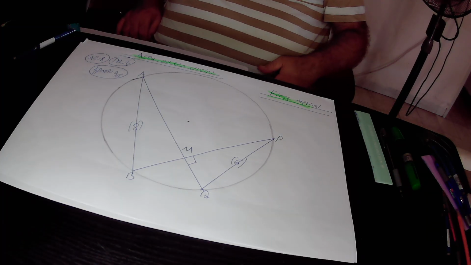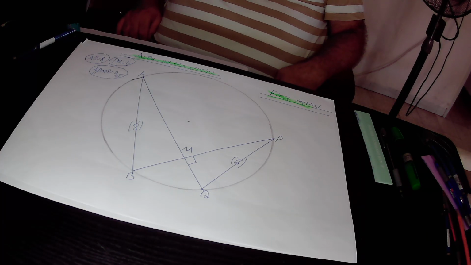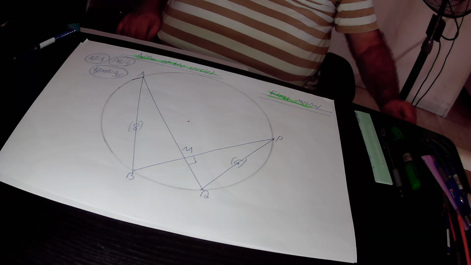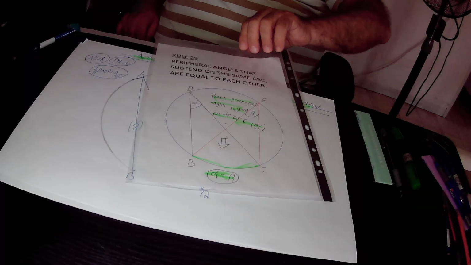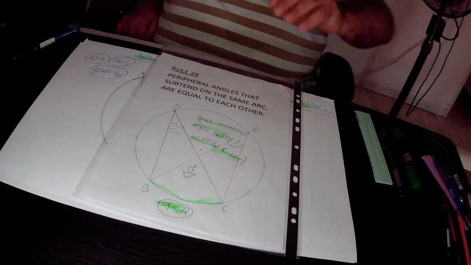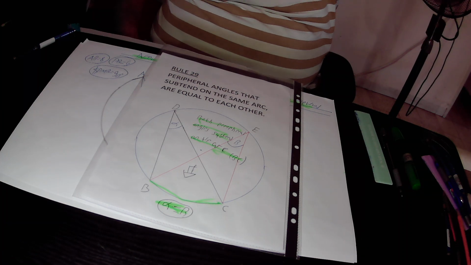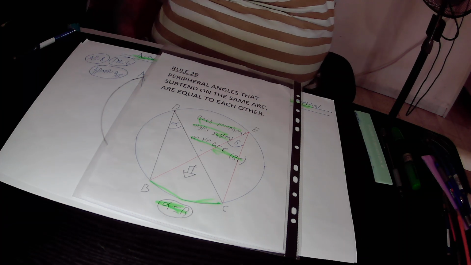So first of all, I will present Rule 29, and we will implement Rule 29 in our drawing. According to Rule 29, equal angles that subtend the same arc are equal to each other.